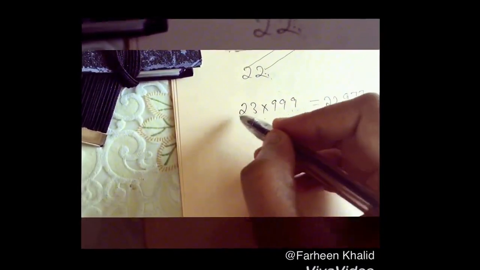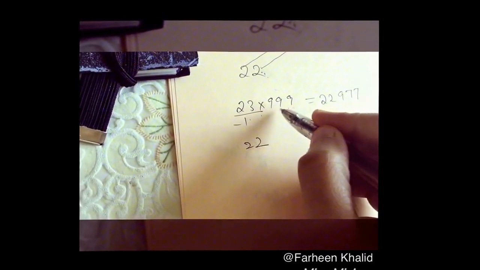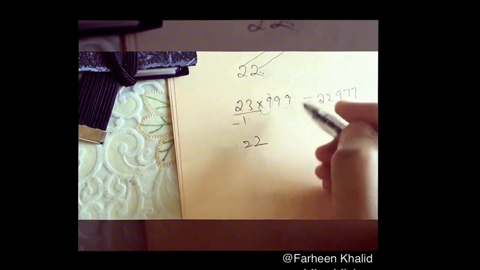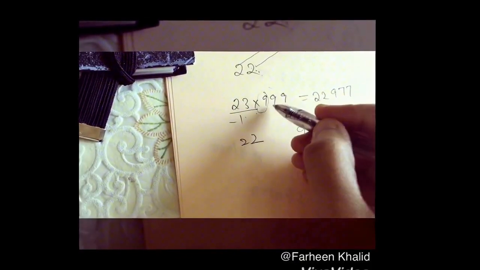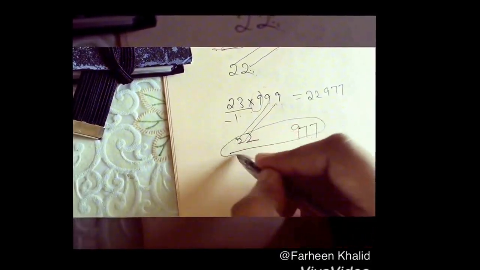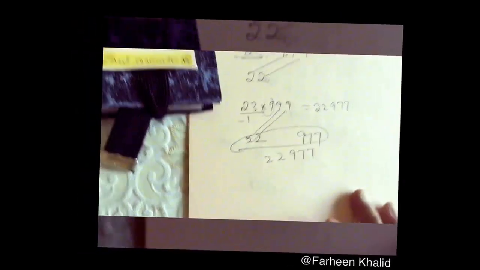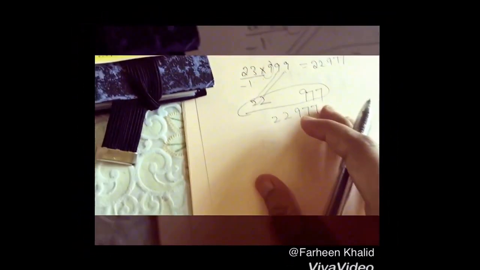All right, so here we have 23 times 999. Let's do it. 23 minus 1, which is 22, and then in this case we leave the first 9 as it is here, and we do 9 minus 2 and 9 minus 2, which is 7 and 7. So our answer is 22977.